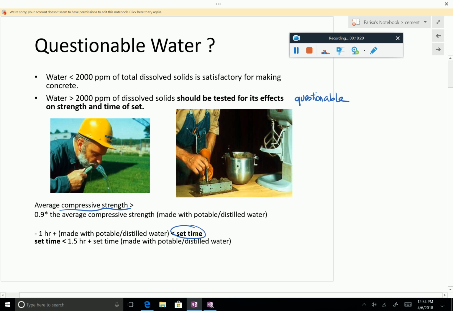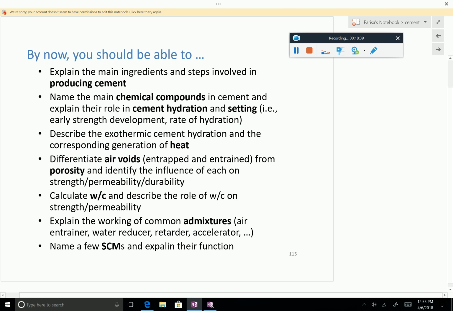You also look at the setting time, and you want to make sure that the setting time between the mix made with the questionable water and pure water is not very different. So these are the important parts. Again, more details you can find in the book. So to wrap this up about cement, it's important to remember how cement is produced. We looked at one video together in the class. There is another video you can look at to get more information. The book also has more details.